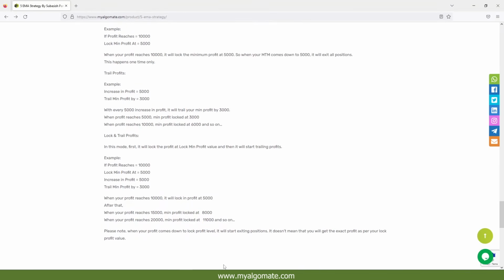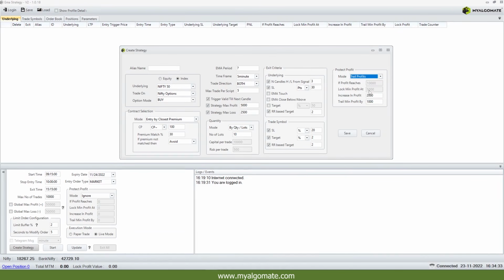Now second option is trail profit. So in this case, let's say if you are keeping the trail increase in profit equal to 2,000 and trail minimum profit by 1,000 rupees. So initially your MTM will be 0, and when it reaches 2,000 it will lock your minimum profit to 1,000 rupees, and after that with every 2,000 rupees increase in the MTM it will trail the minimum profit by 1,000. So let's say when it reaches 4,000 it will lock your minimum profit to 2,000, and when it goes to 6,000 your minimum profit will be locked to 3,000, like that.